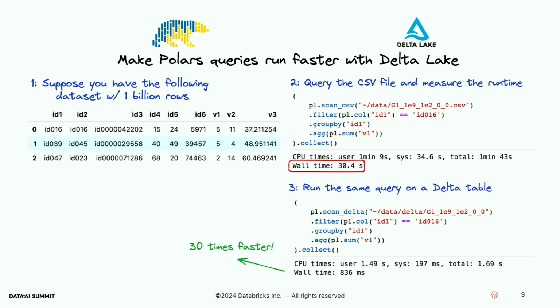Well, the vast majority of this performance gain is because, obviously, delta tables store their data in Parquet. Parquet is a more efficient file format to query compared to CSV. So that's going to be the vast majority of the performance gain.